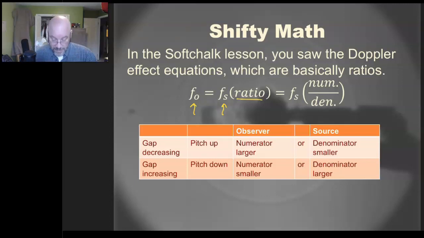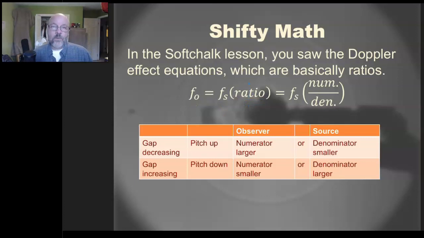The ratio is either going to increase what is observed. So if the source frequency is 100, it may cause the observed frequency to go to 110. Or the ratio could be less than 1, and that causes the heard frequency to be maybe 90. So it's going to cause that frequency to go up or down.